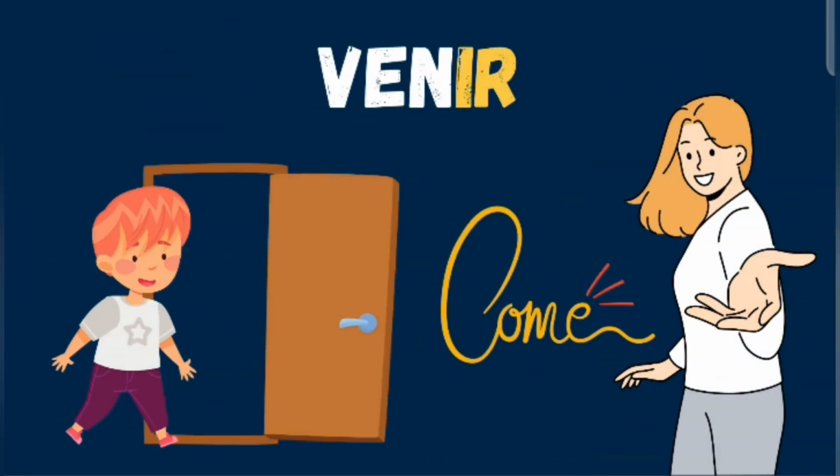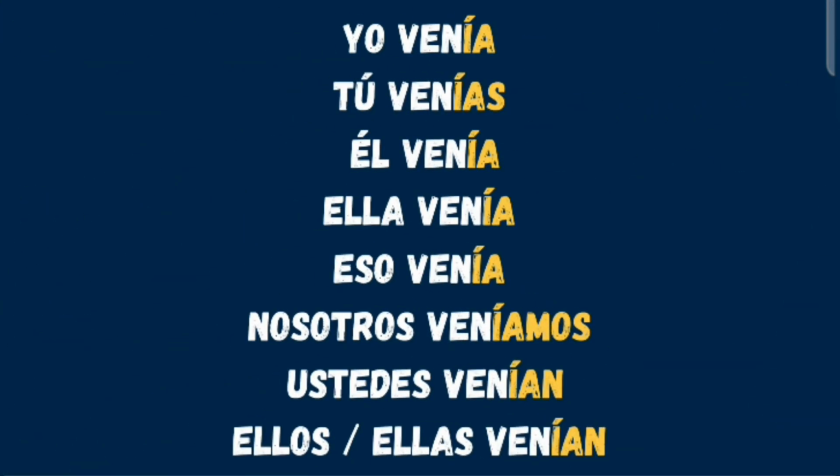Now, next verb we have is to come, okay? To come in Spanish means venir. And this is the way you have to conjugate this verb in imperfect past, okay?